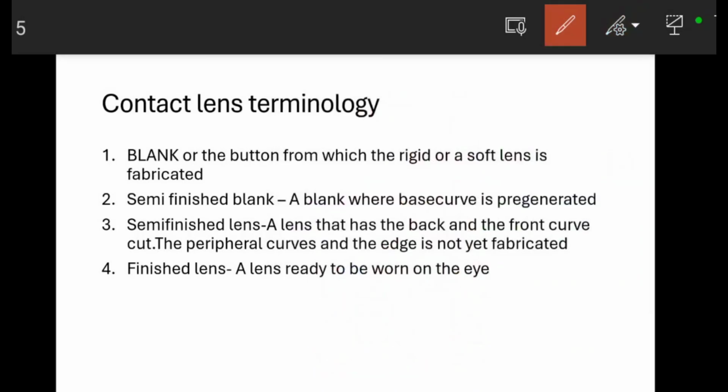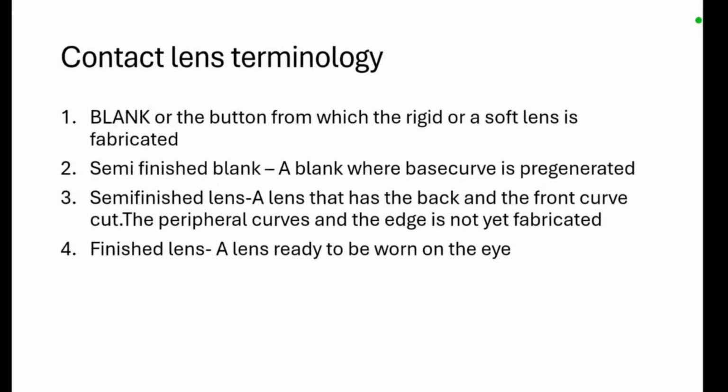Next is the semi-finished blank, a blank where the base curve is pre-generated. In further slides, we will discuss the base curve. It is a parameter of the contact lens. A blank where the base curve is pre-generated is known as a semi-finished blank.